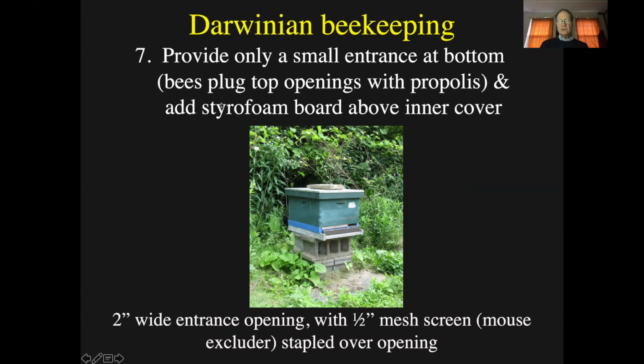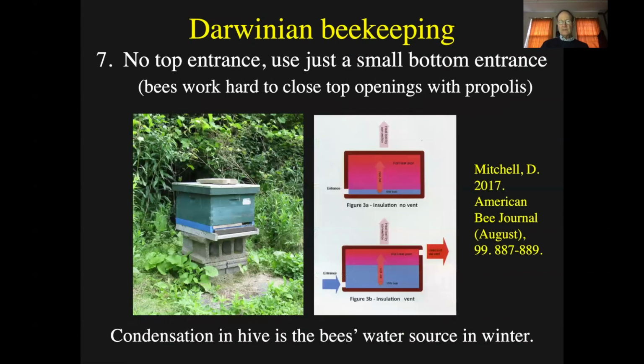Instead, what you want to do is give them a small entrance at the bottom of the hive and add a styrofoam board above the inner cover, because you want to insulate, give them good insulation above. And what I do in my hives, I give them just a 2-inch wide opening, and then I put 1/2-inch mesh screen to function as a mouse guard over the opening. And I want to look more precisely at why you want to avoid a top entrance and why the bees want to avoid a top entrance.